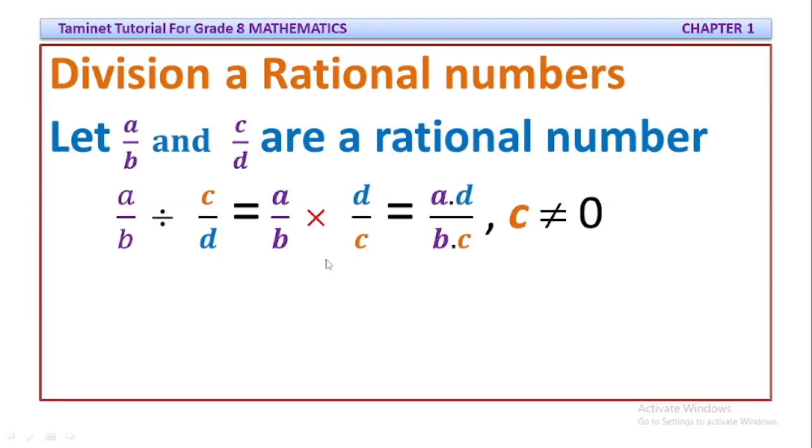the rule for how to multiply two given fractions. By using that rule it is easy to decide the value of the quotient. So a times d and b times c. This is the way to multiply two given fractions. So c must be different from 0. Not only c, b and d must be different from 0. d also must be different from 0. So this is the way to decide the quotient of two given rational numbers.